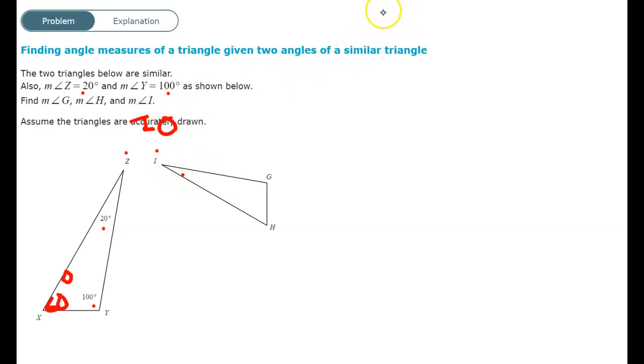Let me clear the screen here, you guys. And so I is 20. So if Y is 100, let's go ahead and find the corresponding angle over here. That means G is going to be 100. So that means that if X is 60, because the three add up to 180, then this one here has to be 60 as well. All right, we have one more to go.